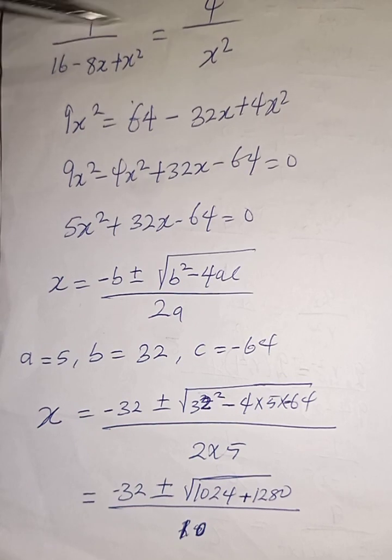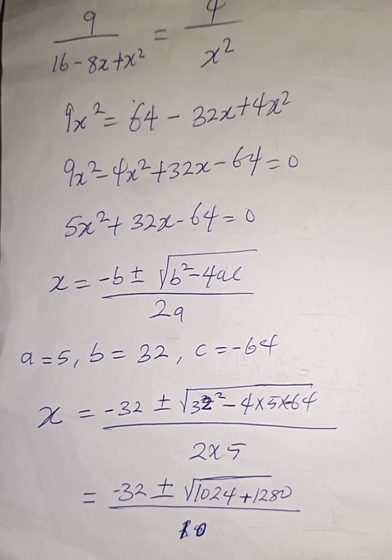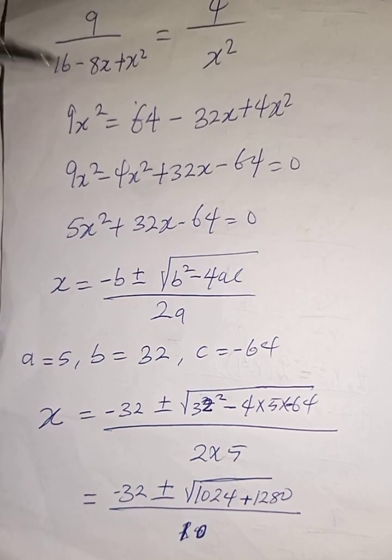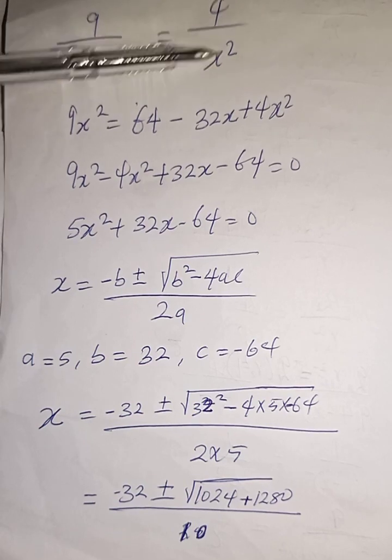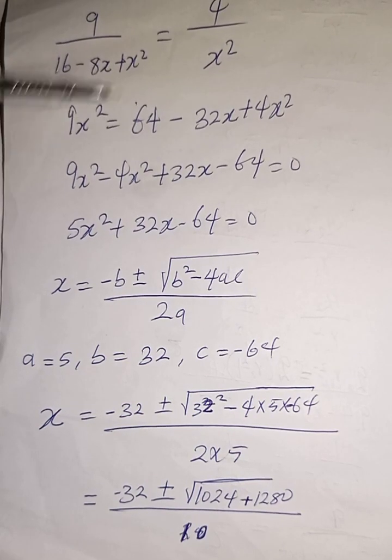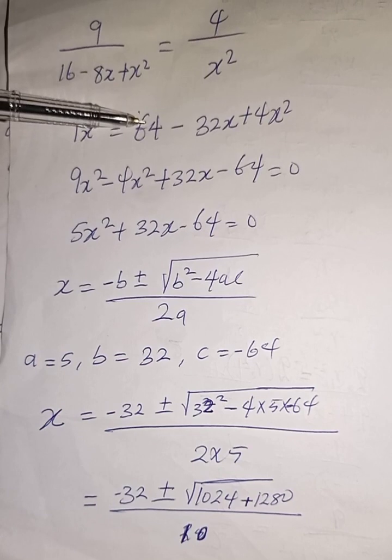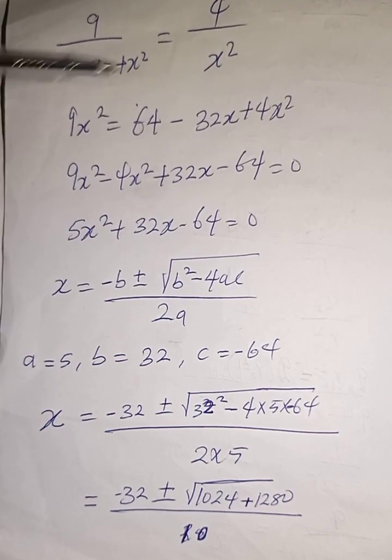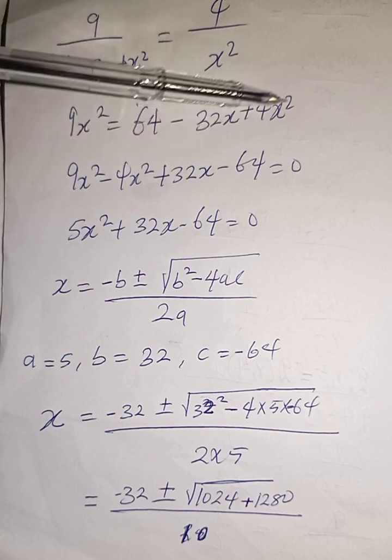Alright, we are going to have this. Then you cross multiply, this times this times this, just cross multiplication. S square times 9, we have 9s square is equal to 64, minus 8s times 4, minus 32x, then plus s square times 4 plus s square.